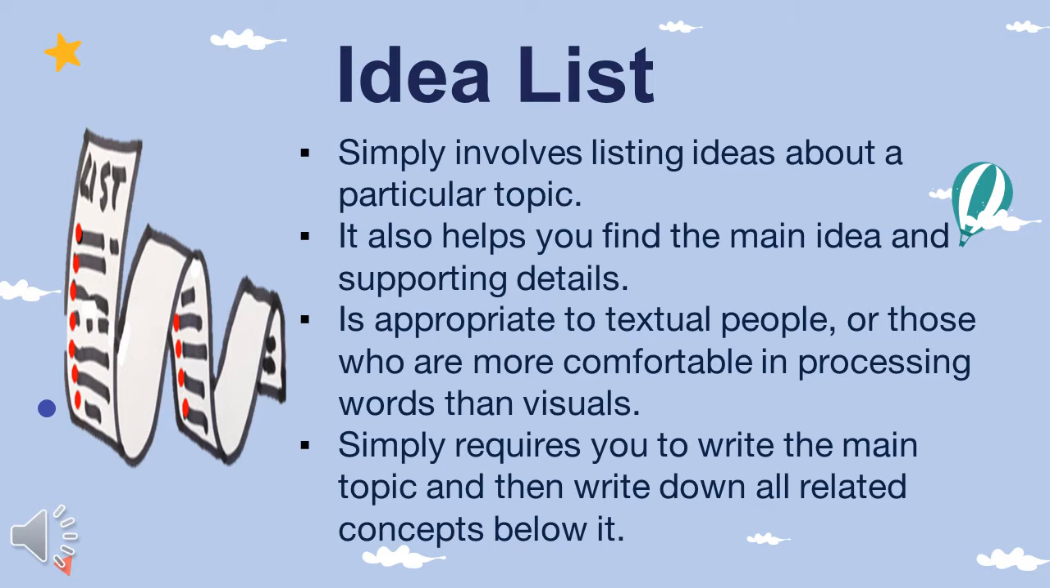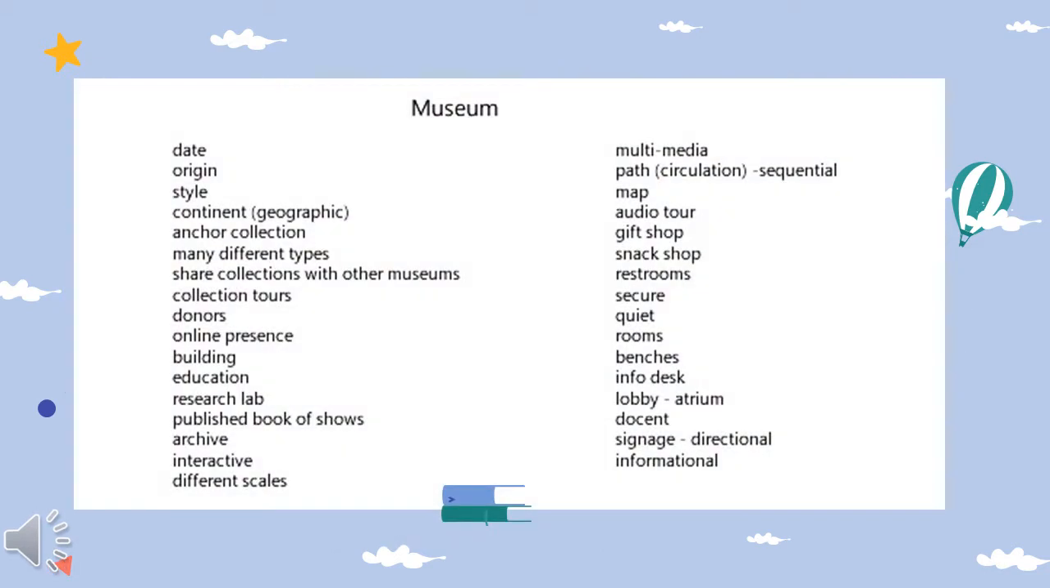The first kind of brainstorming list is none other than what we call idea list. Here, it simply involves listing ideas about a particular topic, wherein it helps you to find the main idea and supporting details. It is appropriate to textual people or for those people who are more comfortable in processing words than visuals. And it simply requires you to write the main topic and then write down all the related concepts below it. Here is the example of what we call idea list.